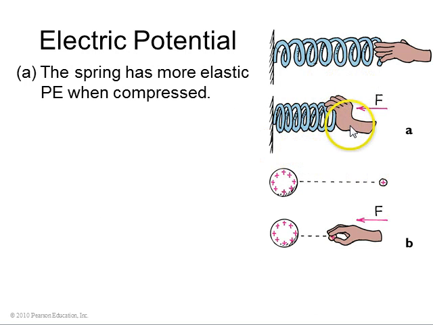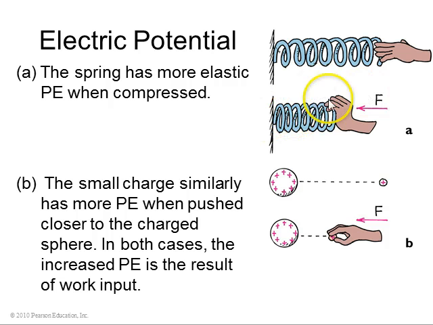For a repulsive force, you might want to think about a spring. If you compress a spring by doing work on it, you are adding energy to the potential energy of the spring. If you take a positive charge and push it towards another positive charge, you're adding electric potential energy to this electric field.